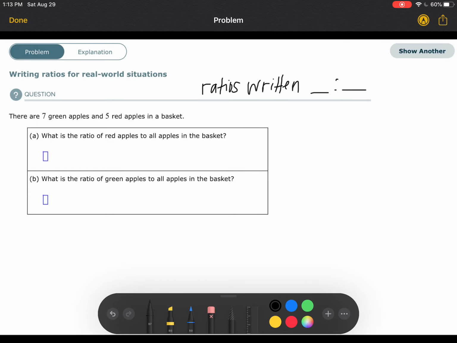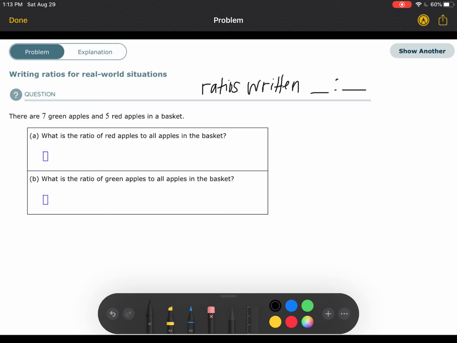Alright guys, so this video is discussing the question, writing ratios for real world situations. So the question is, there are 7 green apples and 5 red apples in a basket. And it says, what is the ratio of red apples to all the apples in the basket? And then what is the ratio of green apples to all the apples in the basket?